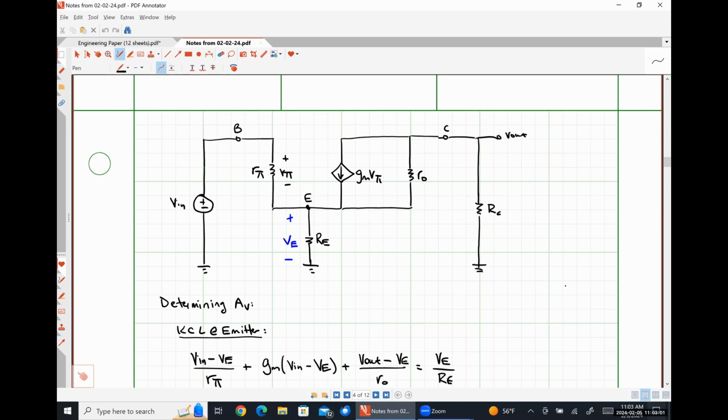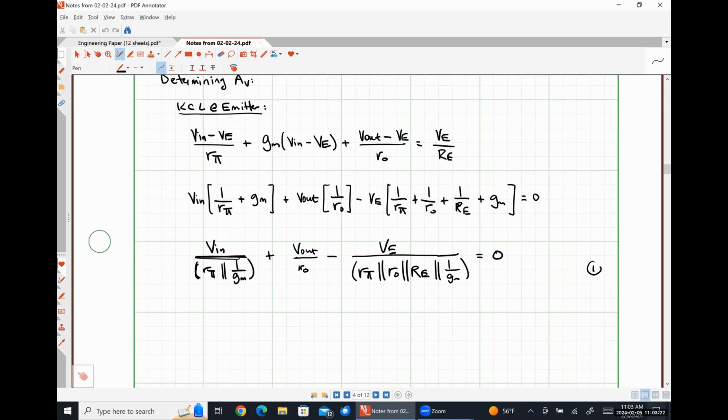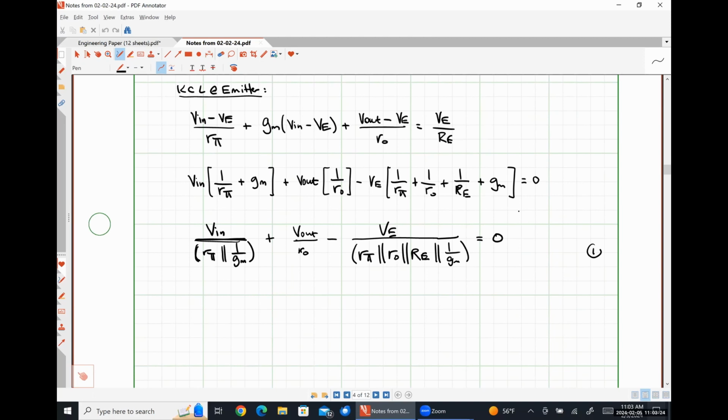So we should also have three currents that are leaving our collector terminal. We are going to have our dependent source current gm v pi. We're also going to have the current flowing through our early effect resistance r naught, as well as the current flowing through our collector resistance R sub C. So performing KCL at our collector is going to look something like this.